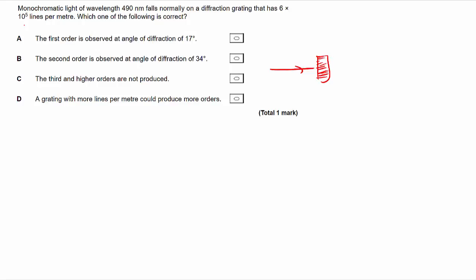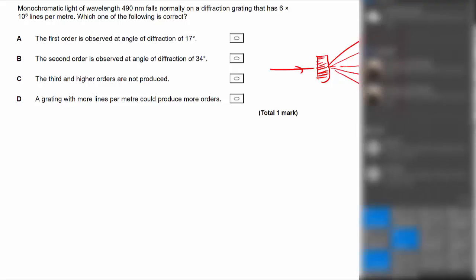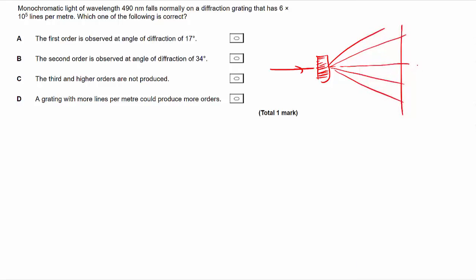In fact, 6 times 10 to the 5 lines per meter. And then what you get is beams, again due to interference, but you get the 0th order, then you get the 1st order, 2nd order. So you're going to get bright spots, basically a bright spot here, here, here, and so on, the 1st order, 2nd order, etc. So it says, which of the following is correct?